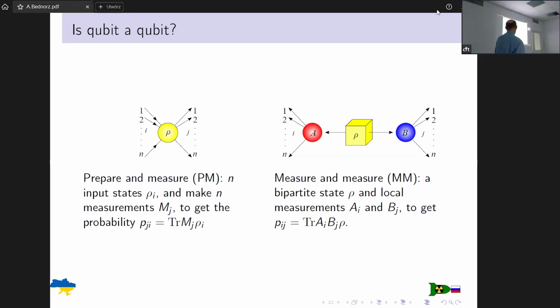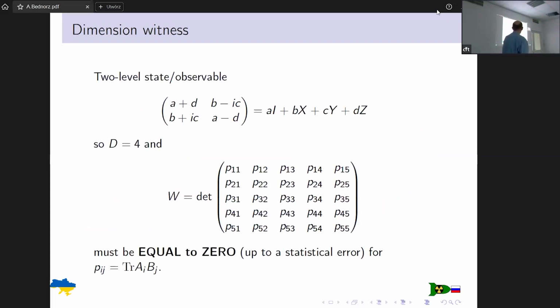It's the trace of a product of two matrices. You can make it a bit more complicated. Instead of prepare-and-measure, you can make a measure-and-measure protocol, where you initialize a two-qubit state, which is an entangled state, and then send one party to the left, another party to the right. And again, you can probe whether each party is a qubit. Is it a two-level state?